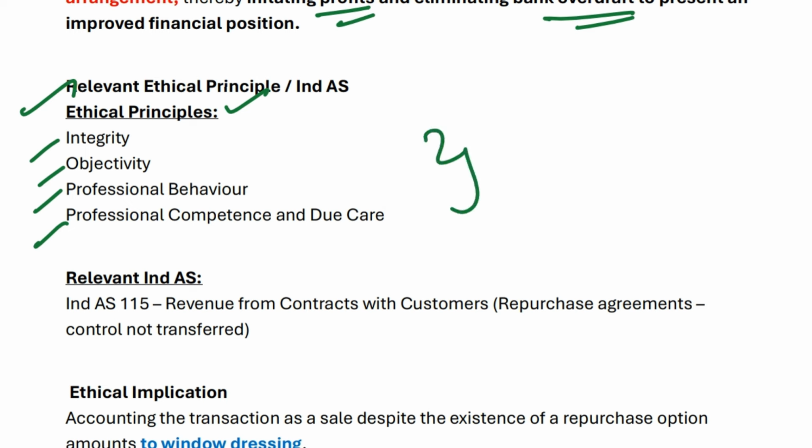You just prepare your own framework for all the answers. Okay, you cannot sit and study for each case study. So you try to understand, like, integrity in the sense being honest, objective in the sense you should not be biased. Okay, so you just follow the template. Same like this, relevant ethical principles you have to explain in one sentence or two sentences. Try to explain integrity, objectivity, what is being affected in the case study.